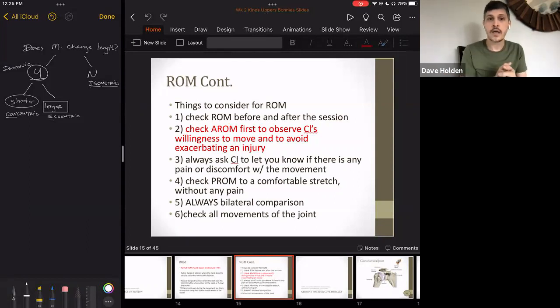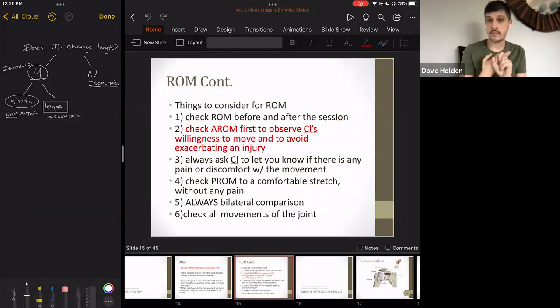That's the goal. You want to check active range of motion first, because that shows the client's willingness to be able to move through a range of motion. Generally, they may be guarding an injury, so they don't want to move it, so they don't risk hurting it more.